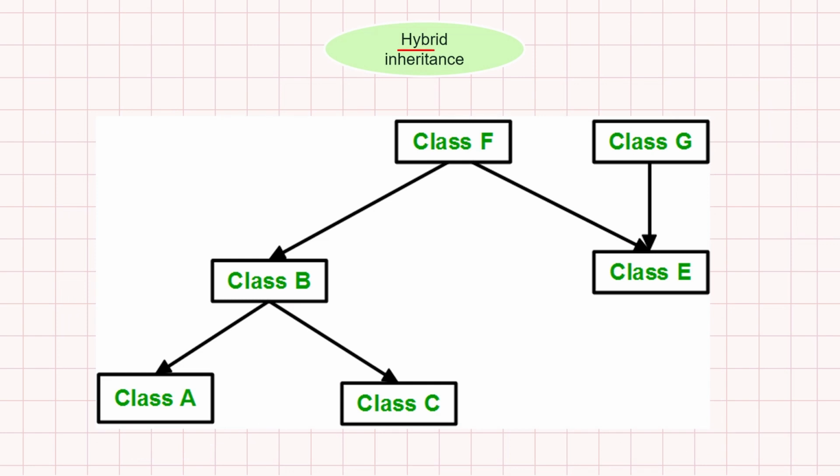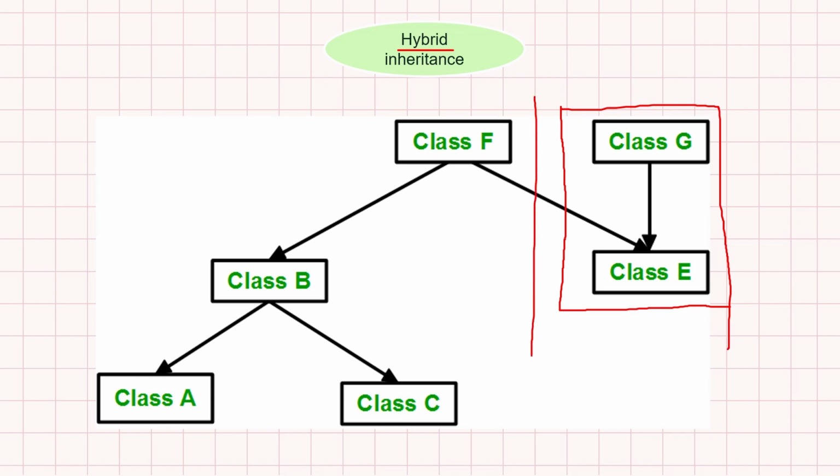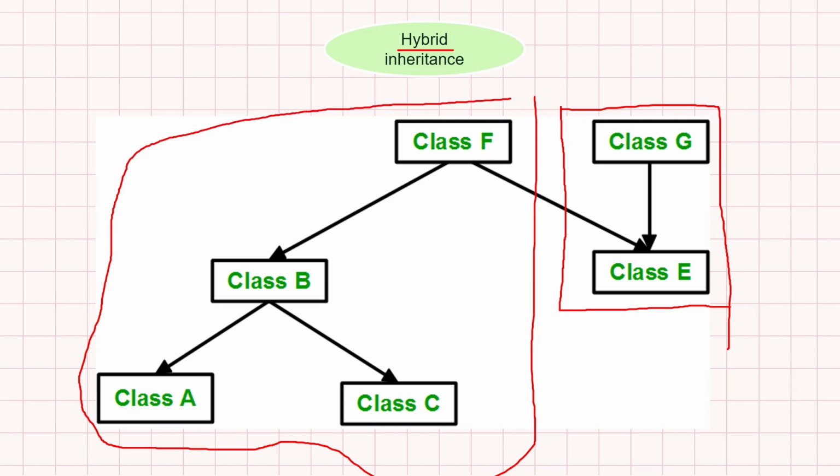It is a little bit complicated. It is a combination of two inheritances. Here, when we see this, it is a single inheritance, and this is hierarchical inheritance. When we talk about the combination of two inheritances, this type of combination is called hybrid inheritance. So that's it for now.